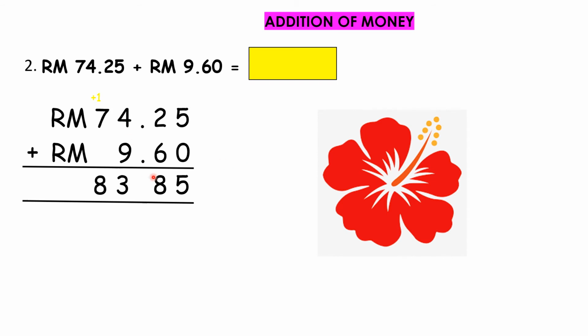Okay. Look at the dot symbol or the full stop symbol, titik. They must be in the same row or in the same line. Okay, like this. So we write dot here and then write RM. So the answer is 83 ringgit and 85 cent. Okay.